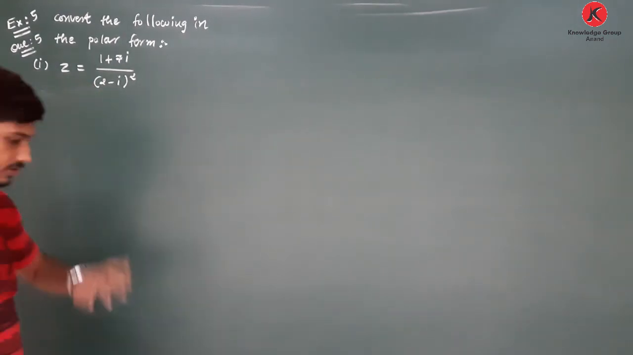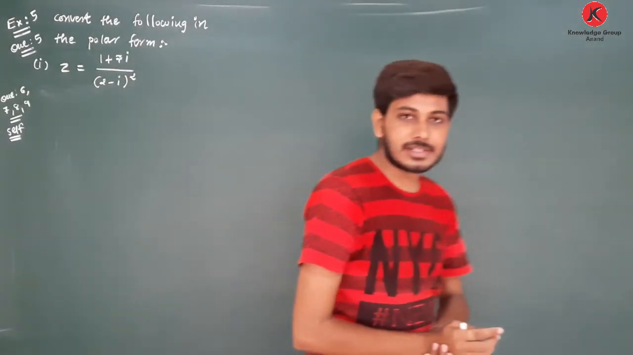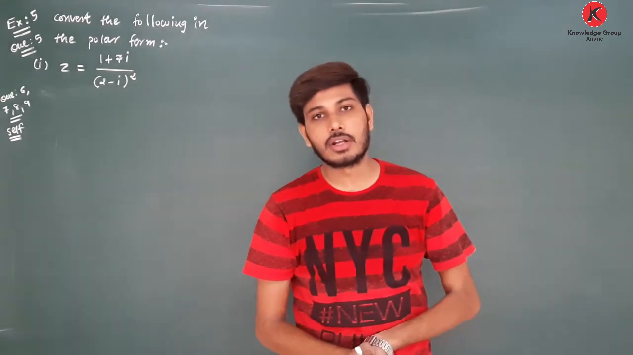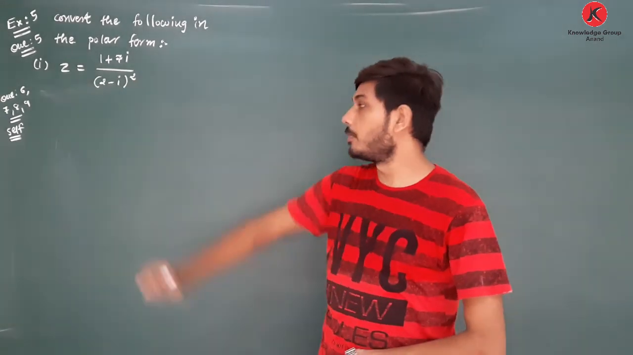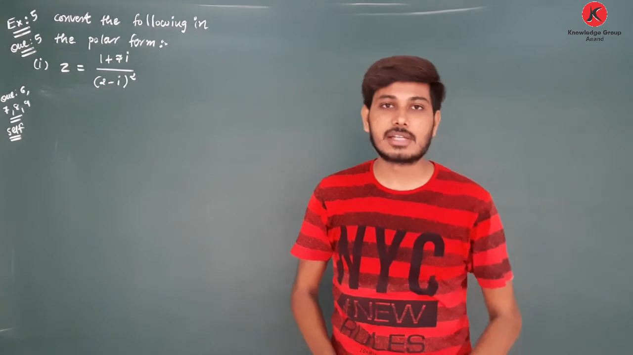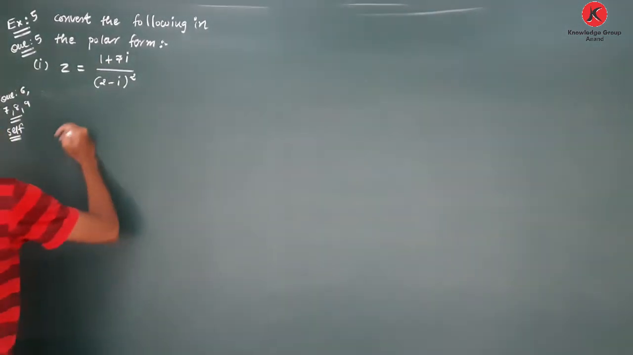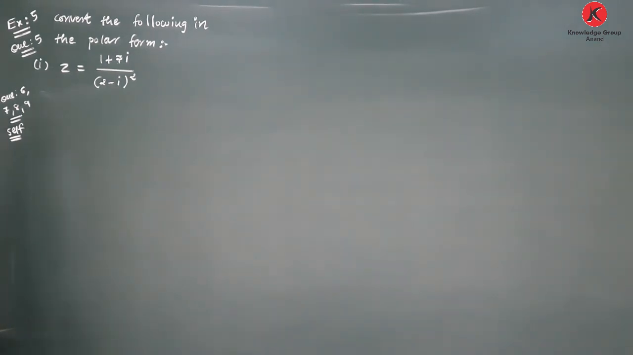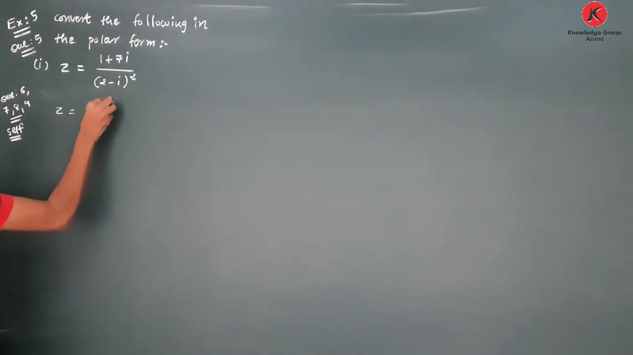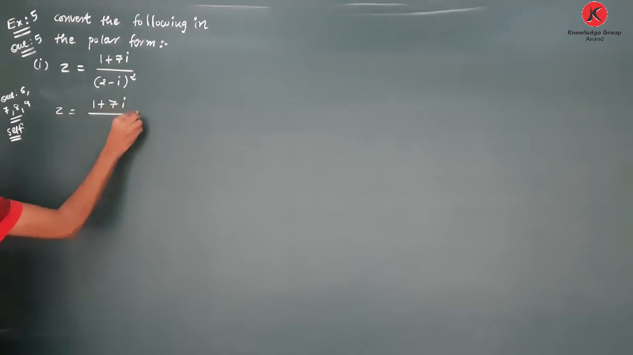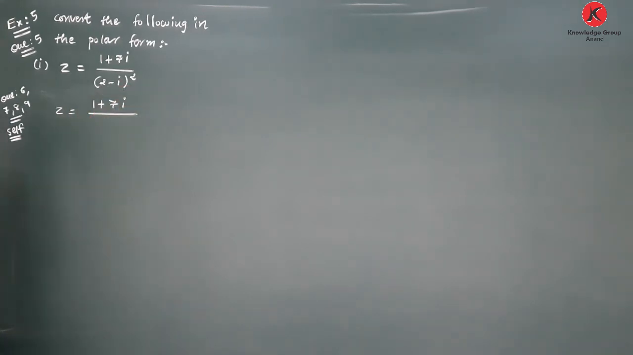First of all, check whether the complex number is in standard form or not. Here the complex number is not in standard form. First of all, we have to convert this complex number into standard form. For that we have to simplify the denominator first, because a whole square is given here.